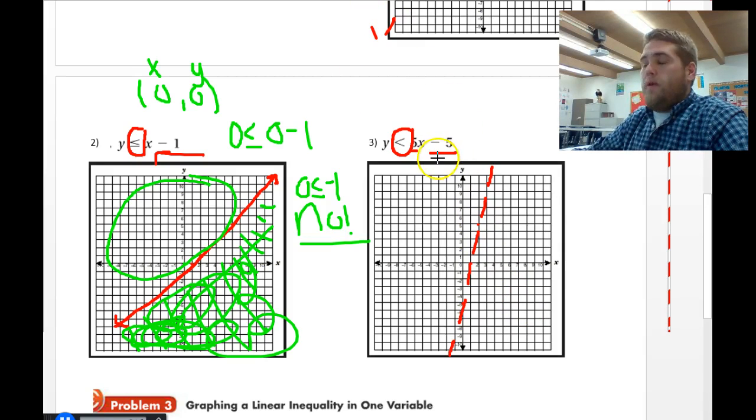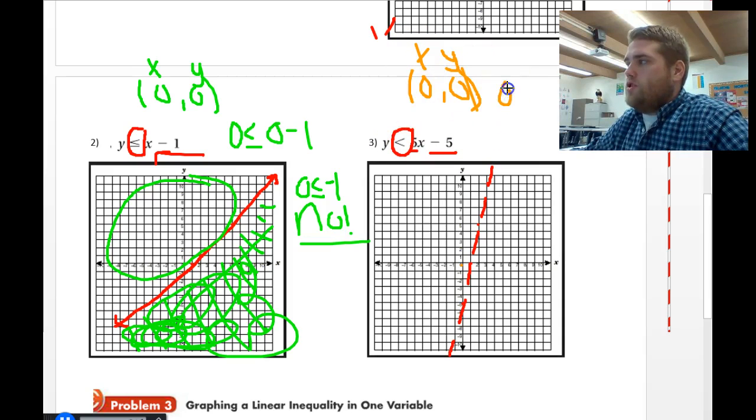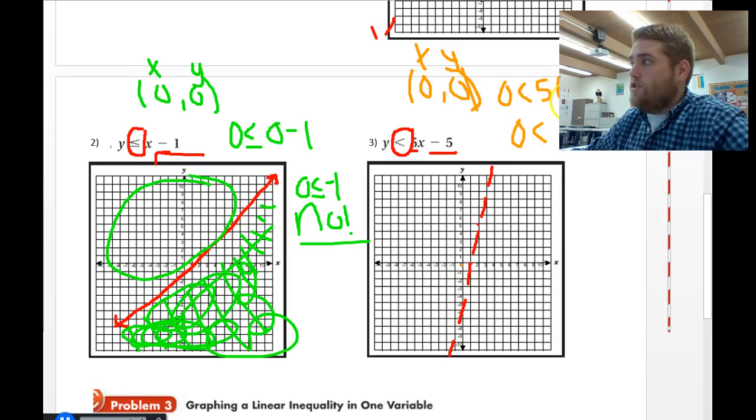So now I want to pick my test point. I'm going to once again choose 0, 0 because it's the easiest point for me. 0 is an easy number for me. So I plug those in. Here's my x, here's my y. So it's 0 less than 5 times 0 minus 5. 5 times 0 is 0, and 0 minus 5 is -5.